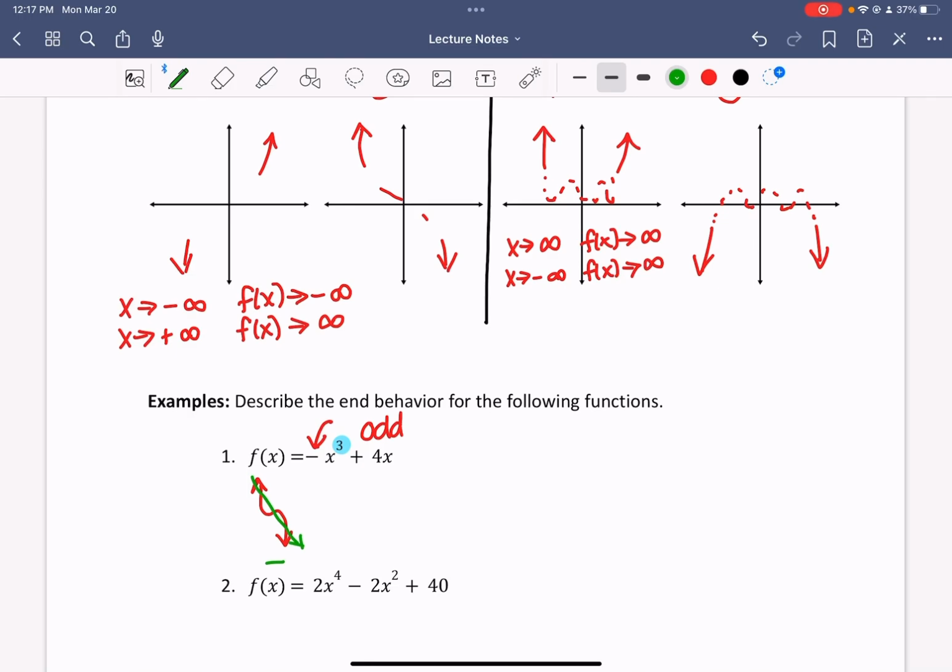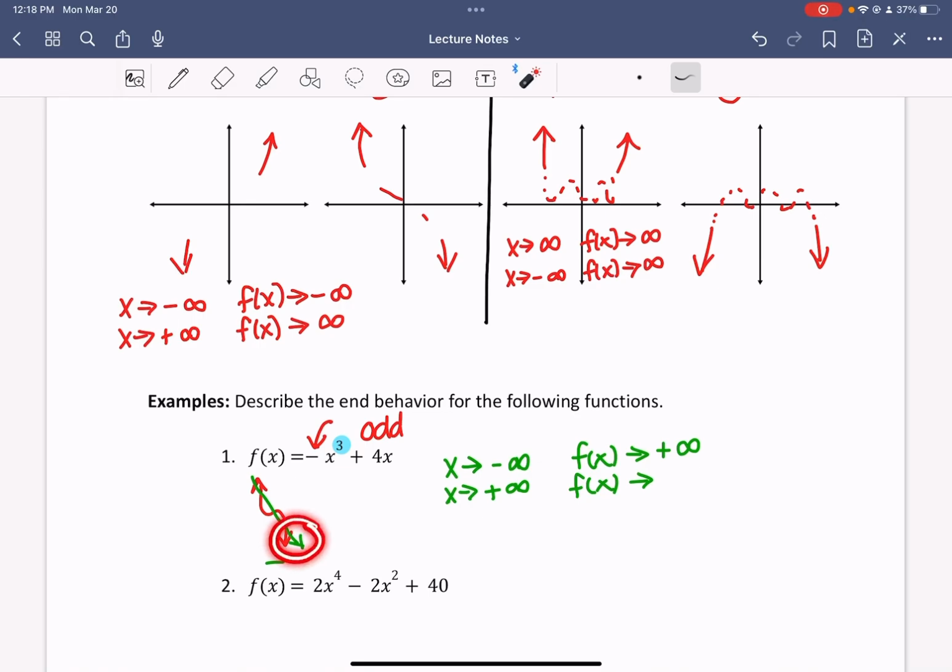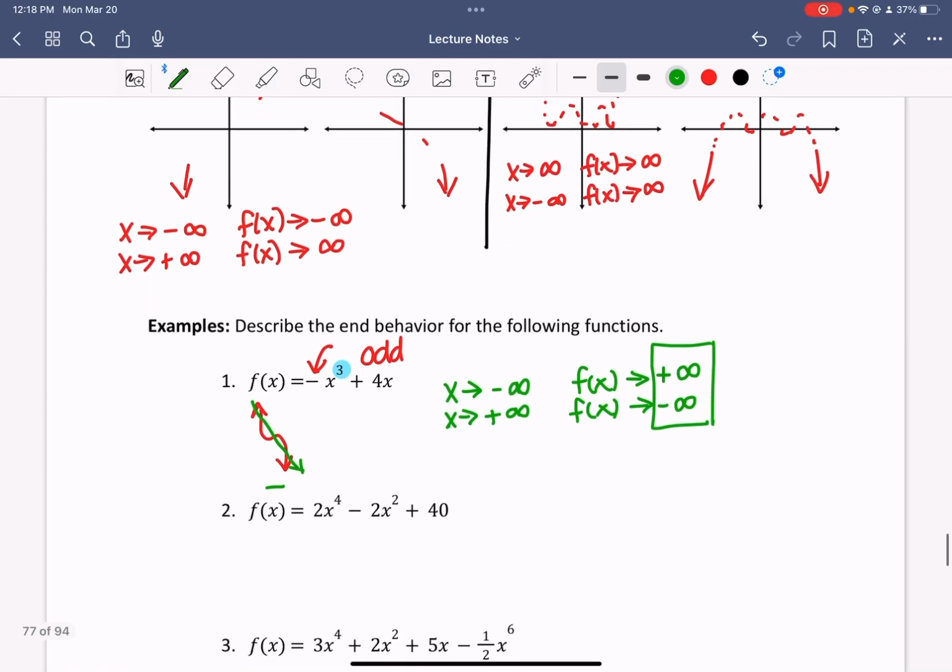So the question would say, as x goes to negative infinity and x goes to positive infinity, it wants to know what's happening to the y's. Well, just looking at my simple picture I've drawn here, as x goes this direction, you can see it's going upward. So I would say positive infinity. As x goes this direction, I can see that it's moving downward. So I would say negative infinity. And these would be the answers that they are looking for. But you can see how helpful a small little picture can be in this situation.